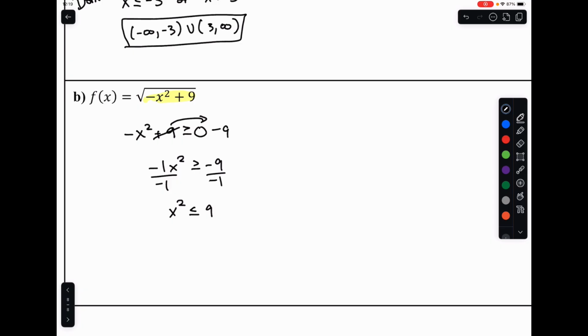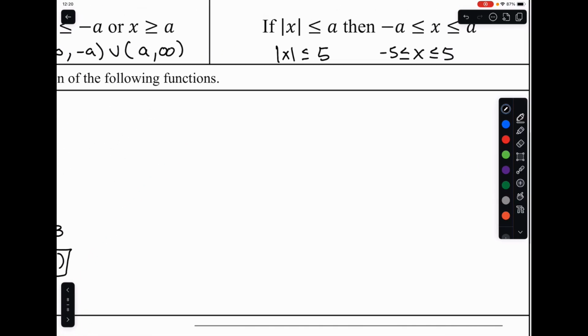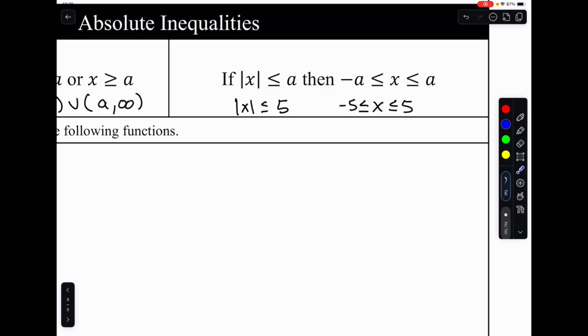Now, the technique from right here, like the last time, is to take the square root. And just like last time, taking the square root is going to result in taking the absolute value of x because of the inequality. If it didn't have an inequality and it was an equal sign, then we wouldn't have to worry about that. Now the square root of 9 is 3. So this time again, our inequality has switched: the absolute value of x is less than or equal to 3. Since the absolute value of x is less than or equal to a, the x's are going to be between the opposite of this number and that number itself.